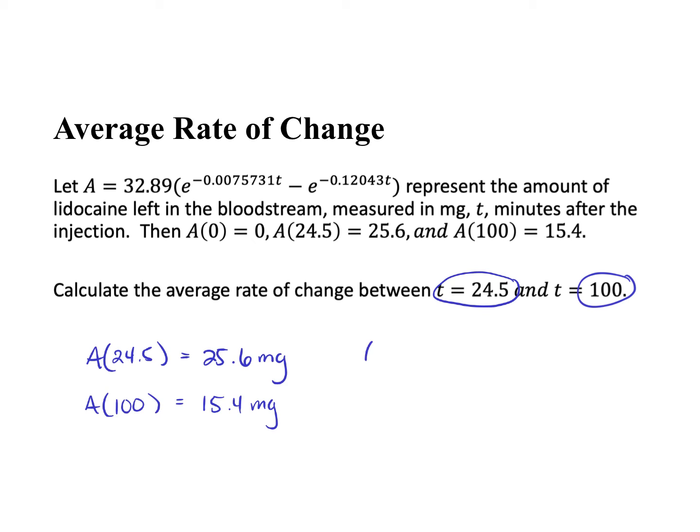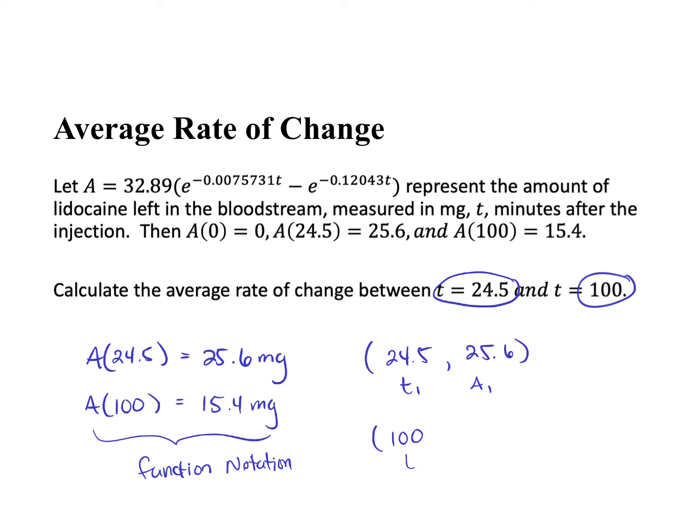So now I have my 2 points, and you can write it out as 2 points instead of written like this. These are the points written in function notation. And we can rewrite the function notation as an ordered pair. So 24.5, you can think of that as t sub 1, comma, 25.6 milligrams, and that would be A sub 1. And then the other point is 100 minutes, so you can think of that as t sub 2, comma, 15.4 milligrams, so that would be A sub 2.